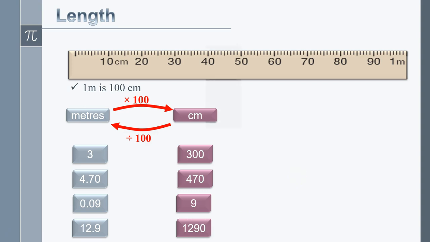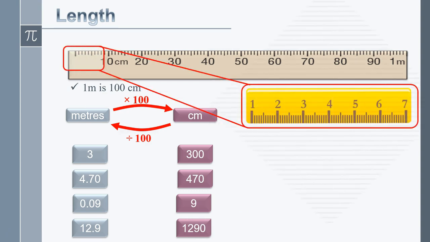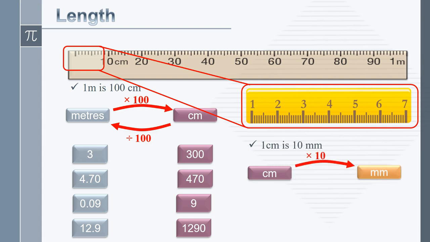And now if we zoom in a little bit and split our centimetres down a bit further, so there we go, we can see that each centimetre is chopped up into 10 small parts, and each part is called a millimetre. So we know that 1 centimetre is 10 millimetres. So again, if we're going to convert from centimetres to millimetres, we've just got to do times by 10. Or if we're going from millimetres to centimetres, it's a divide by 10. Same principles as before, but instead of 100, it's times or divide by 10.